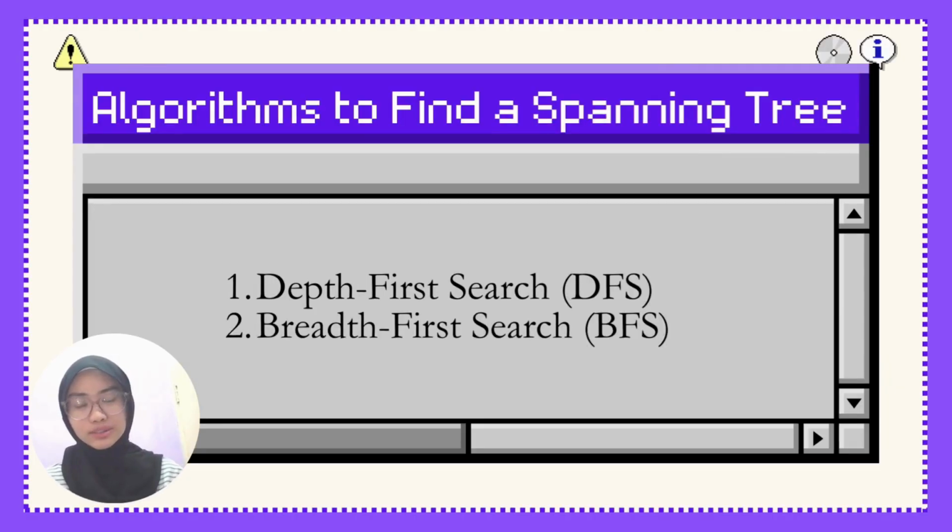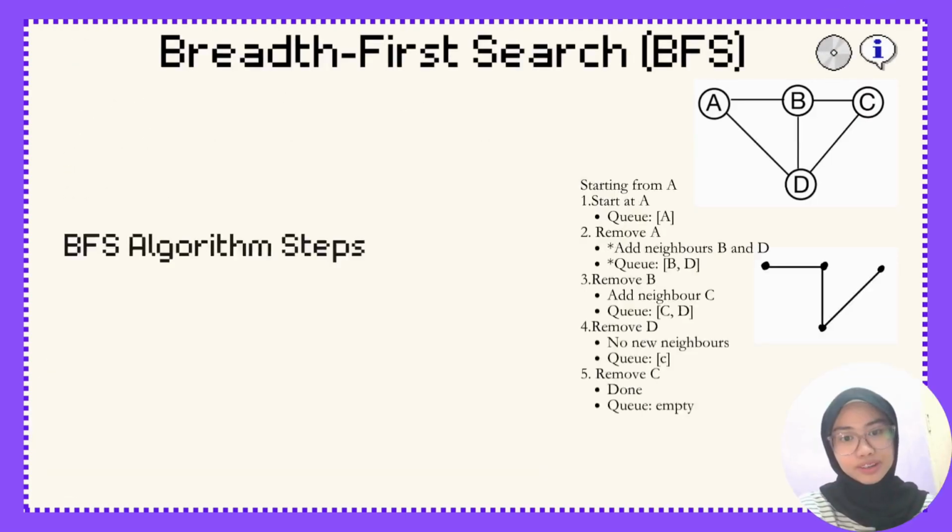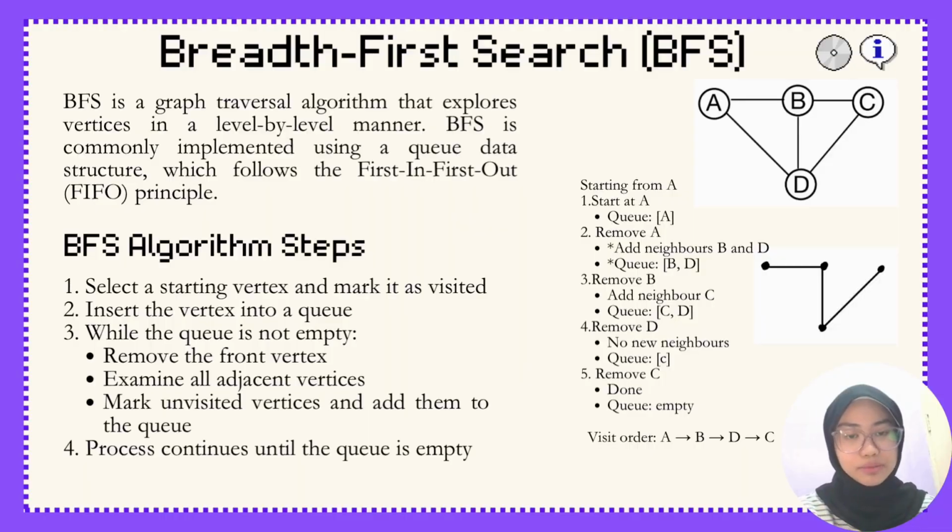There are two algorithms to find a spanning tree. First is depth first search (DFS) and second is breadth first search (BFS). Here we will focus on breadth first search (BFS). BFS is a graph traversal algorithm that explores vertices in a level-by-level manner. BFS is commonly implemented using a queue data structure, which follows the first in, first out principle.